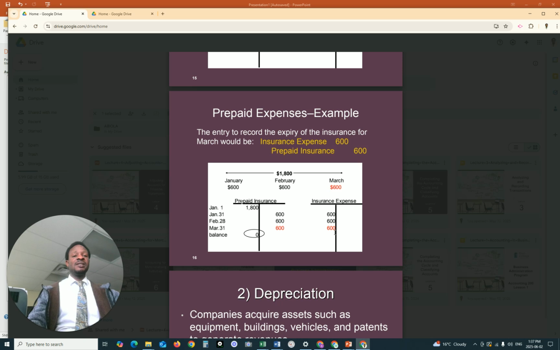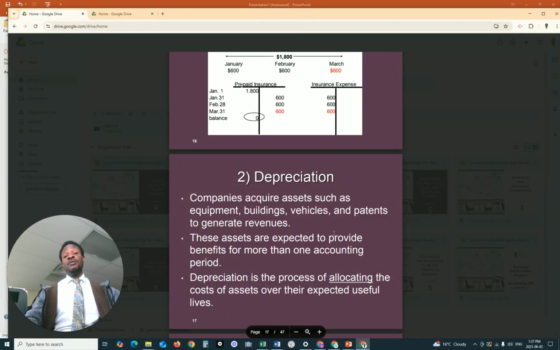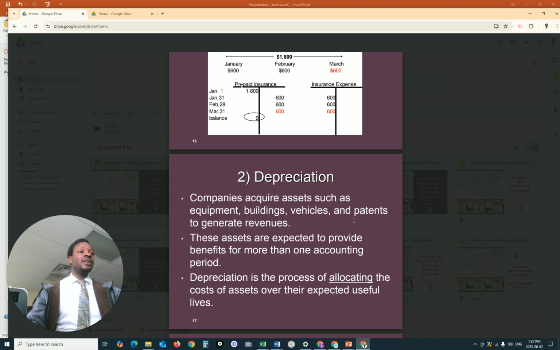So the next one is depreciation account. Depreciation overall is reduction in value of assets. Companies acquire assets such as equipment, buildings, vehicles, and patents to generate revenues. These assets are expected to provide benefits for more than one accounting period. Depreciation is the process of allocating the cost of assets over their expected useful life.